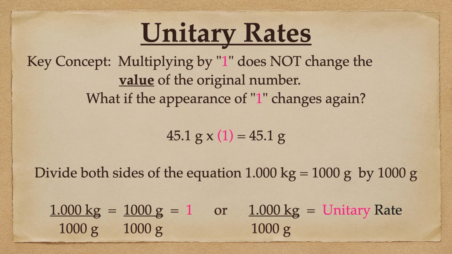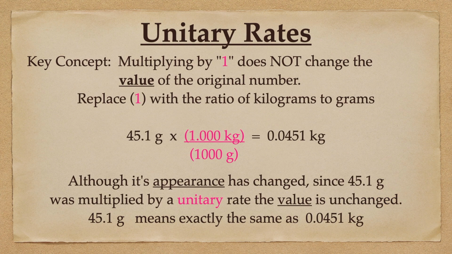Multiplying by 1 does not change the value. So if 45.1 grams is multiplied by 1 kilogram divided by 1,000 grams, although the appearance changes, the value does not. 45.1 grams has exactly the same meaning as 0.0451 kilograms.